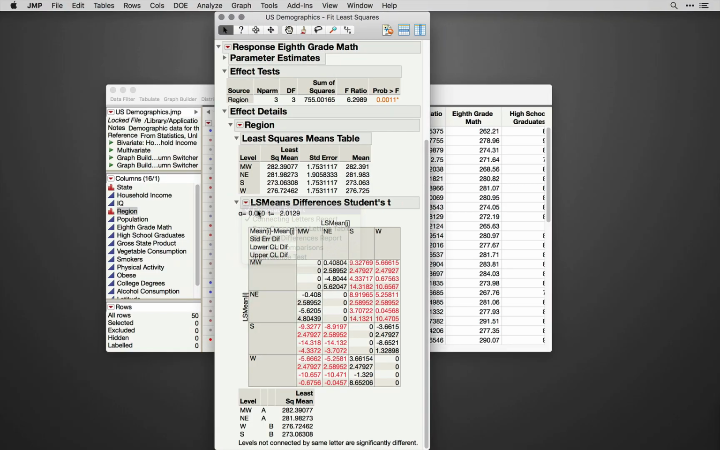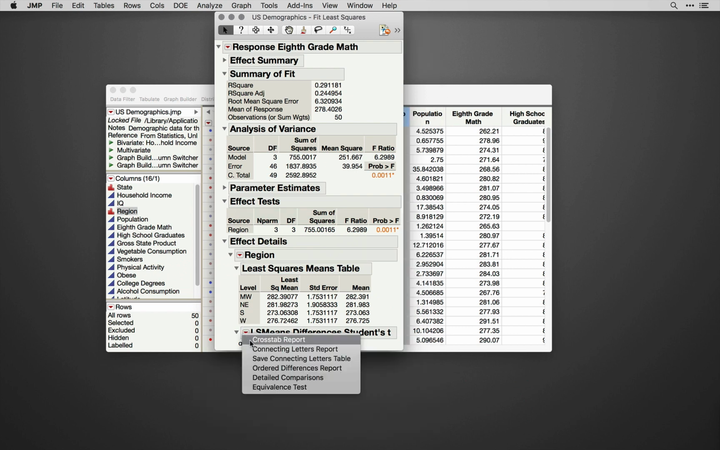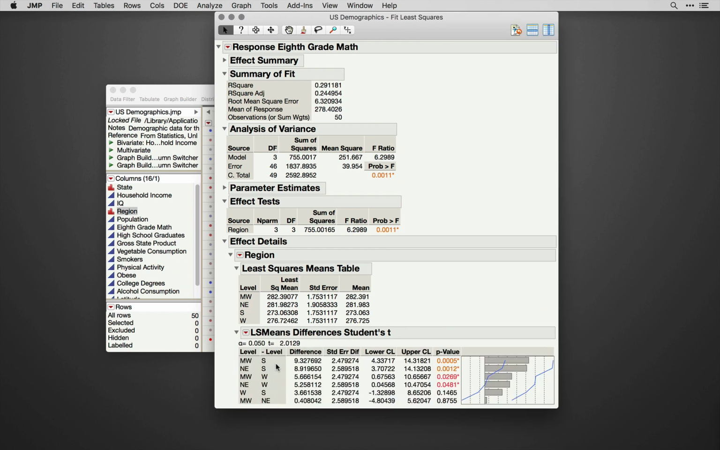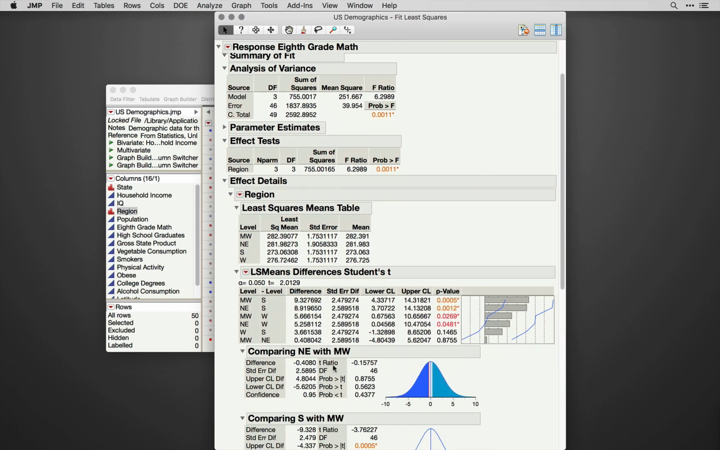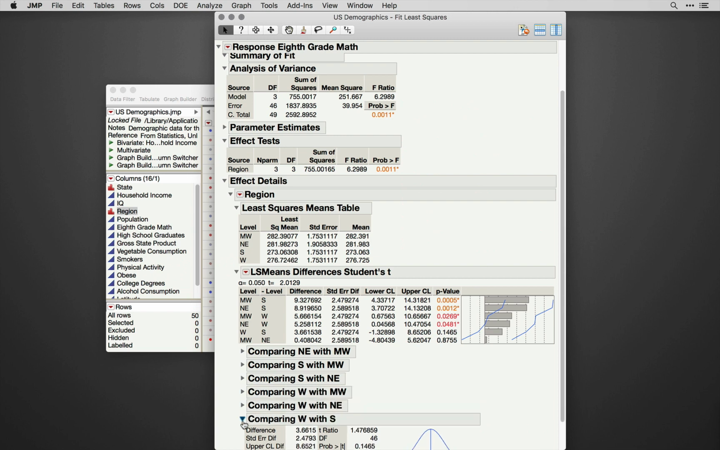I'm going to turn off the crosstabs report. I'm actually also going to turn off the connecting letters report, and I'm simply going to turn on the ordered differences report and the detailed comparisons. Now these will really show the same things. The detailed comparison simply shows a lot more details, and the ordered differences simply shows the p-value. But I want to actually have the t-ratio available here, and so we'll look at these a little bit later. And I'm just going to minimize these comparisons.